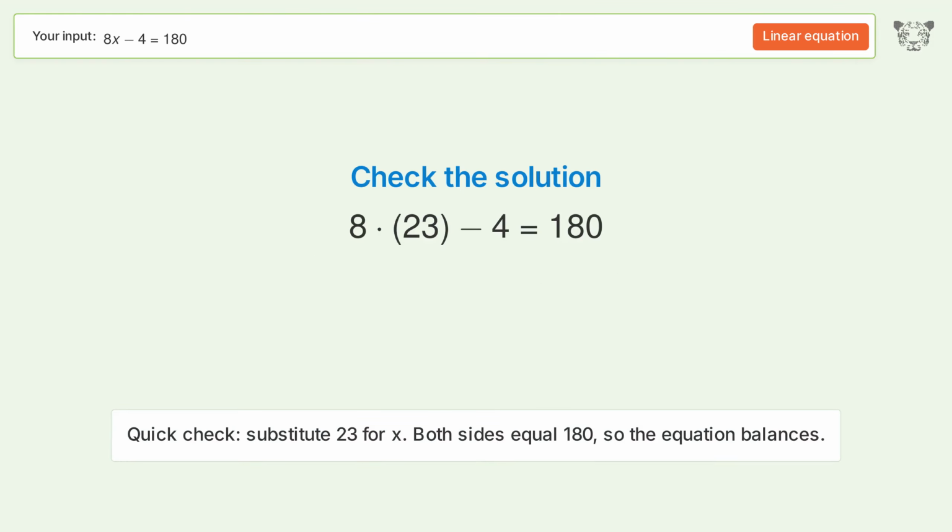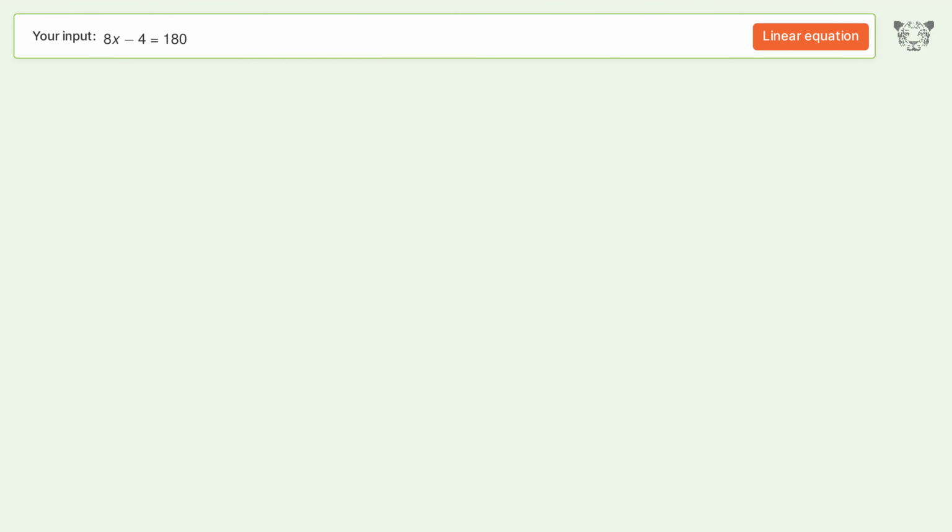Quick check. Substitute 23 for x. Both sides equal 180, so the equation balances. So, x equals 23.